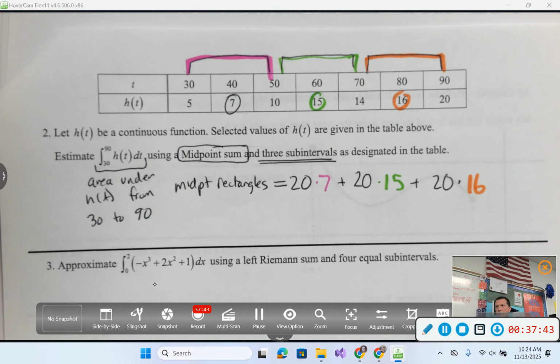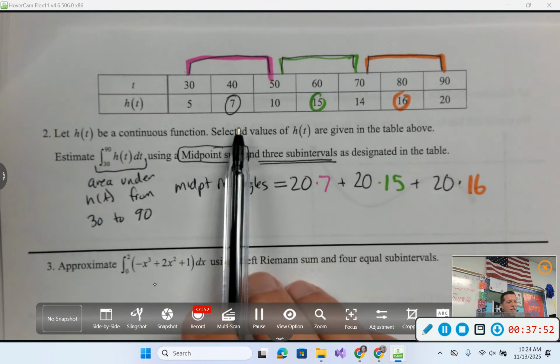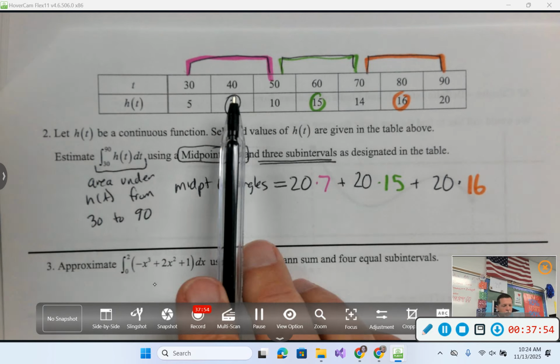So, midpoint sum. People get thrown off by midpoint sum, I think, because there's more data than you need there. So it feels like, wait, they give me all this information and I'm not using all of it. You're right, you're only using those midpoint heights.